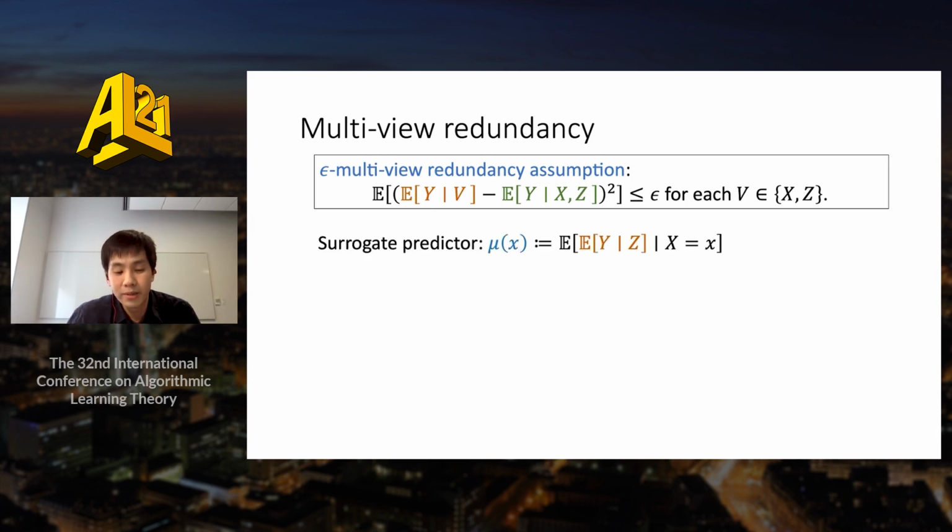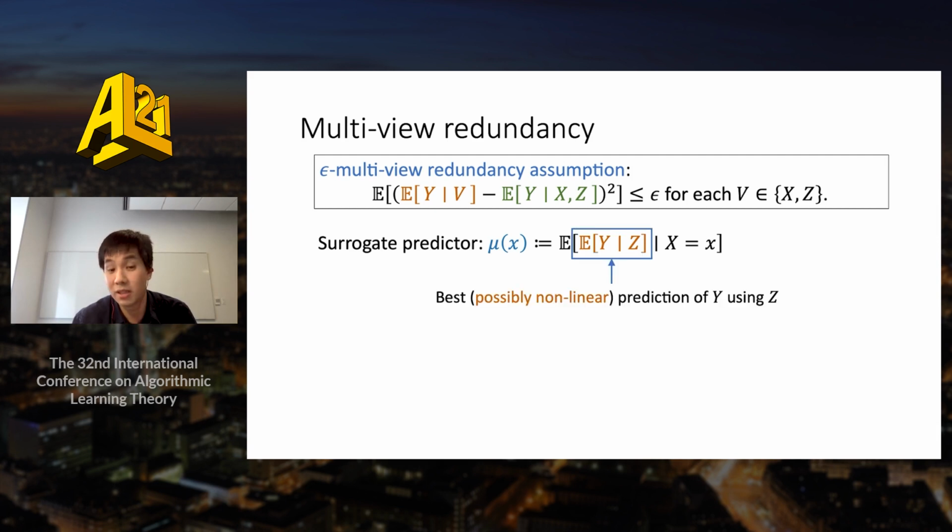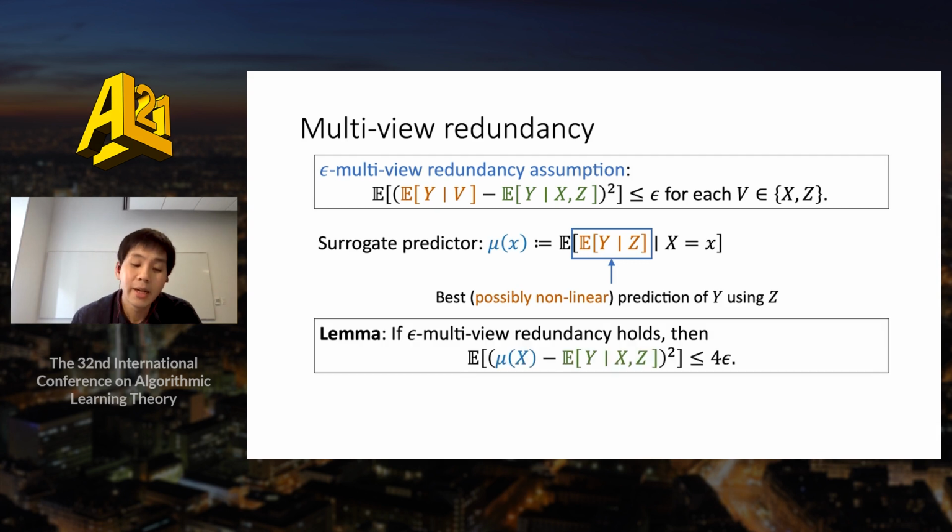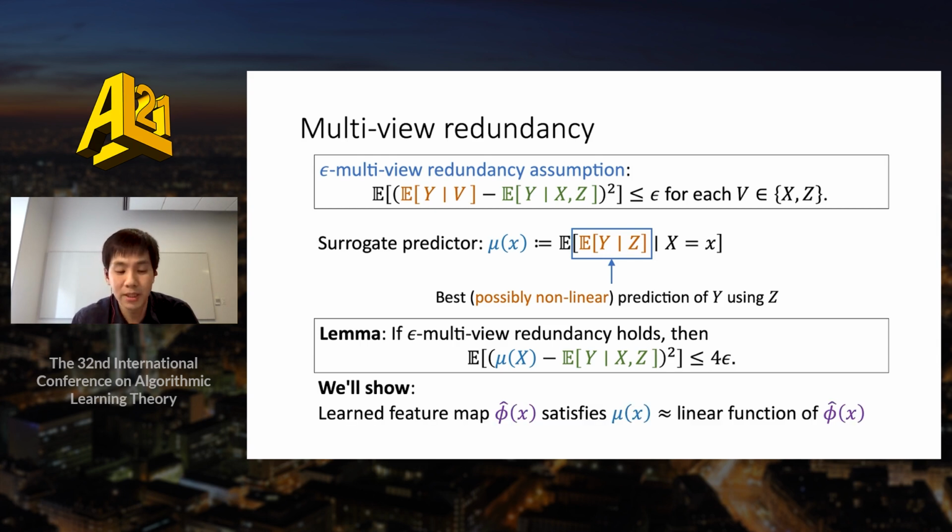The key idea in our work is that under this assumption, it suffices to approximate a certain surrogate predictor, mu of x, that is nearly optimal for predicting Y given x. Here, we can roughly interpret mu of x as predicting Y from x via an intermediate prediction of a certain function of z. And this function of z is the best prediction of Y based on z. So this key idea is borne out in this lemma, which says that the surrogate predictor has mean squared error only 4 epsilon more than that of the best predictor of Y based on both of the views. So it suffices to show that this surrogate predictor can be well approximated by a linear function on top of the feature map provided by contrastive learning.